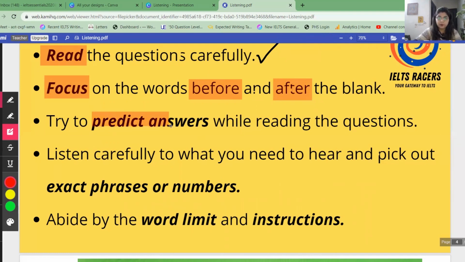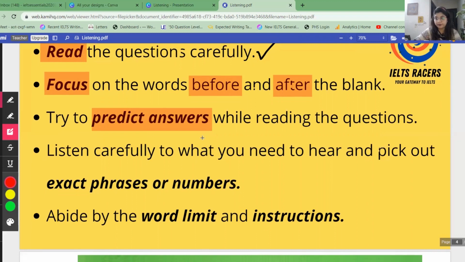Next, try to predict the answer while reading the questions. Sometimes you get such basic questions that you can predict the answers. For example, suppose a hotel, okay, and they are saying in the audio, the easiest way to book your tickets for our entertainment night is by dash. So maybe we can predict, like ticket booking, the easiest way, it can be online, right? So this is how you can make some predictions after reading the questions.